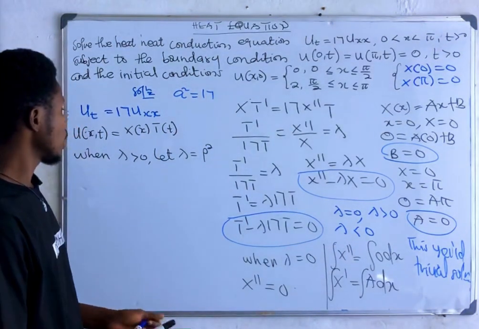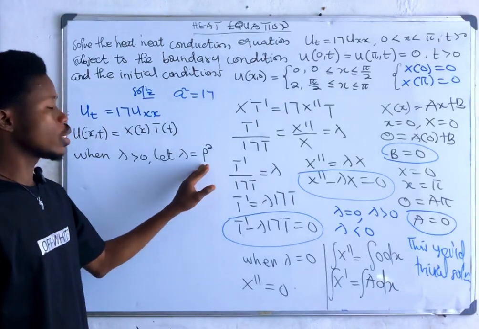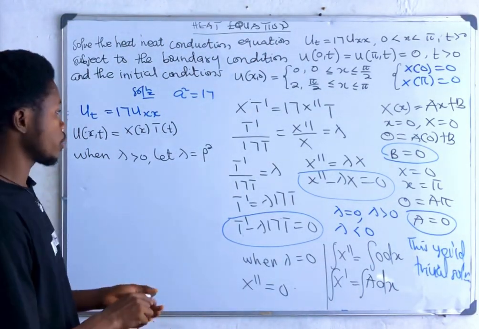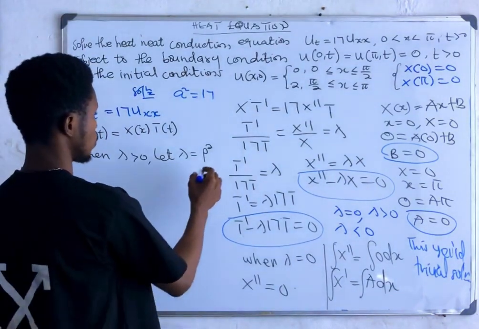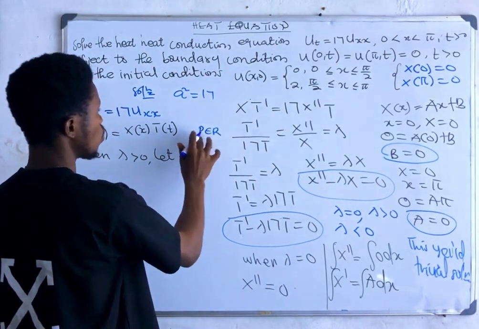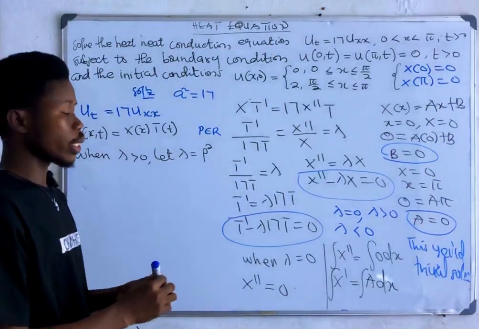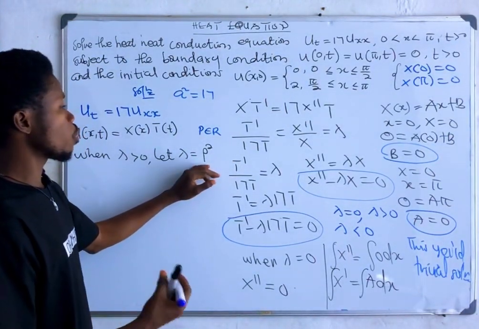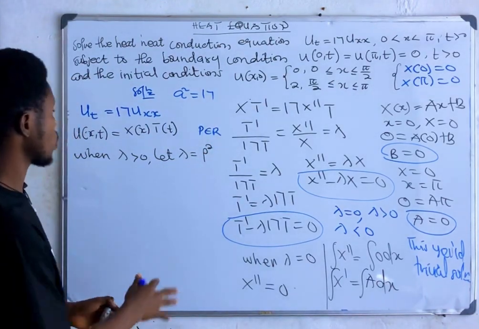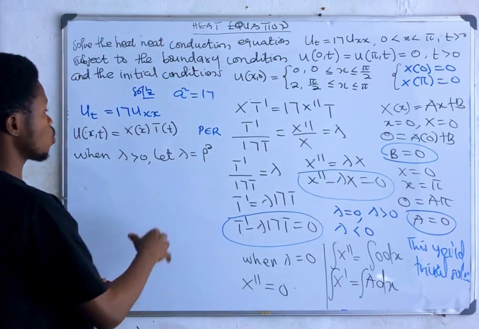Why are we saying that? We say that lambda is greater than 0, so we only need positive numbers. So even where p belongs to R, okay? The reason is that even when you put positive and negative numbers here, once you square it, it becomes positive. So that's why I said lambda should be equal to p squared.